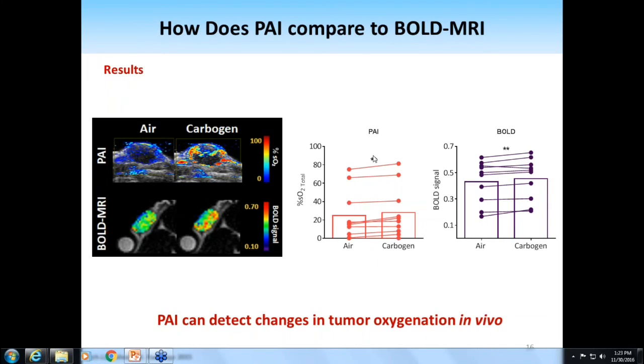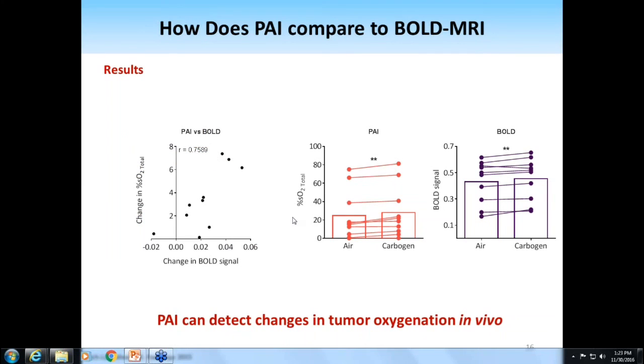With both techniques, we saw a significant increase in levels of oxygen saturation and BOLD signal. What you will observe is that while some tumors increased a lot, we also had tumors which stayed the same and some that went down, which indicates that there is some degree of heterogeneity between these tumors, which is expected because not every tumor is going to be exactly the same. So this shows us that photoacoustic imaging is capable of telling us that some tumors have very functional vessels, and in some tumors maybe the vessels aren't working at all.